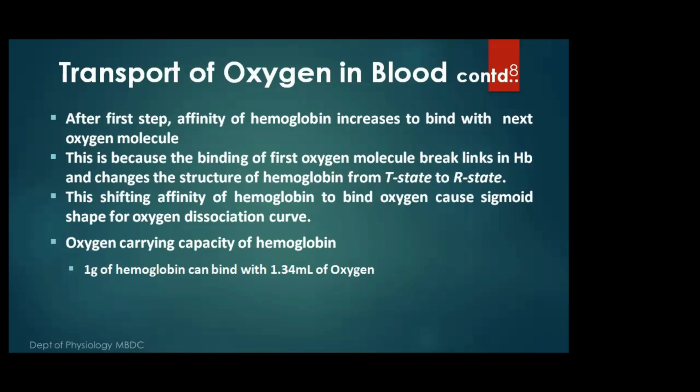That means when the first molecule binds with oxygen, it is followed by the second one, and then the third one. But the speed of binding will be increased one after another. Because of this shifting affinity, the oxygen hemoglobin curve has a sigmoid shape rather than a linear curve. Oxygen carrying capacity of hemoglobin: 1 gram of hemoglobin can bind with 1.34 ml of oxygen.